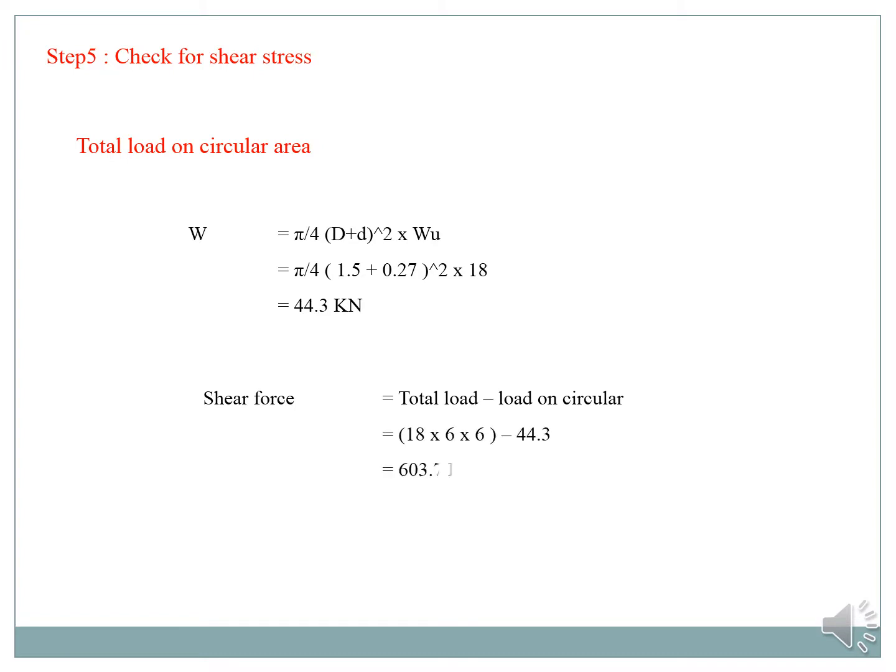Then shear force is equal to total load minus load on circular area. This is one formula. So total load is W into L into L, where L into L means panel size and W is the load. So 18 into 6 into 6 minus the load on circular area, which we found previously as 44.3. So shear force is equal to 603.7 kilonewton.